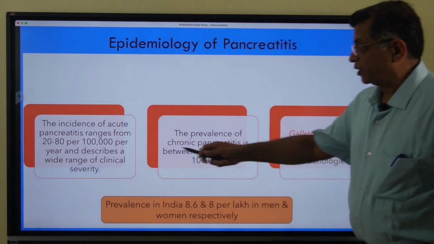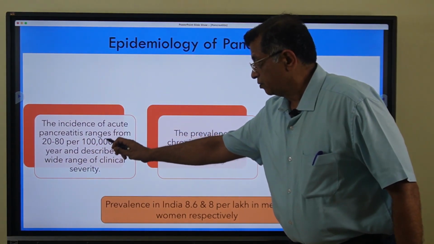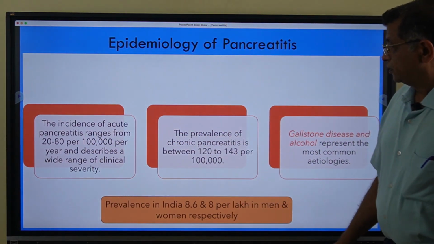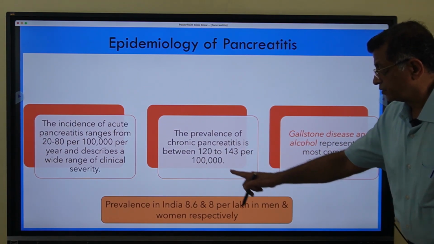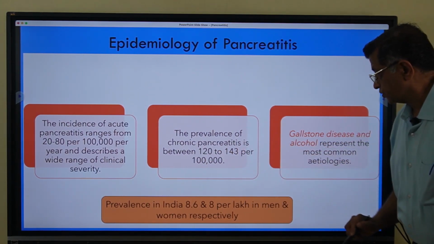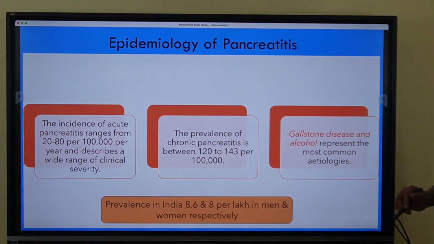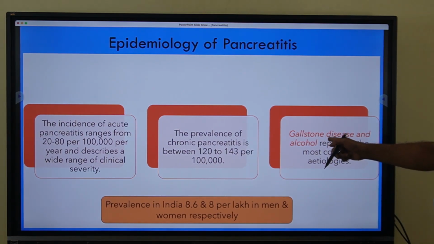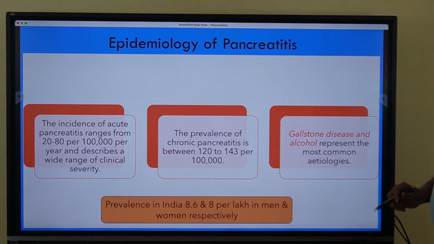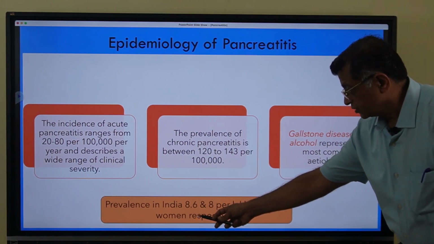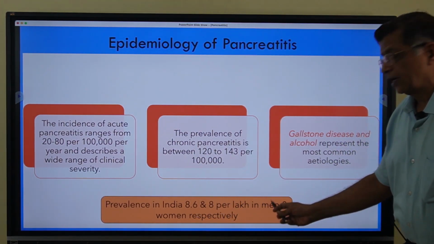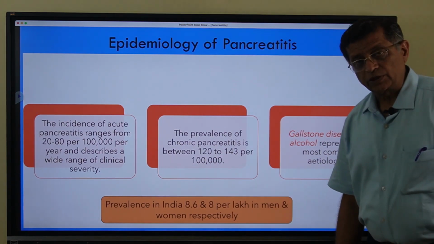The incidence of acute pancreatitis ranges from 20 to 80 per 1 lakh, and the prevalence of chronic pancreatitis is about 120 to 143 per 1 lakh patients, and the two most common causes are gallstone disease and alcohol. Prevalence in India is 8.6 to 8% per lakh in men and women respectively.